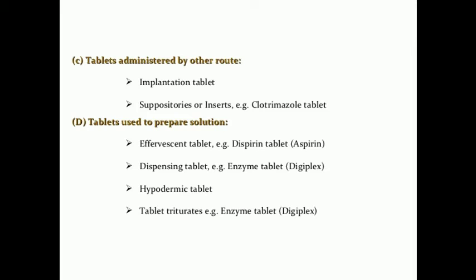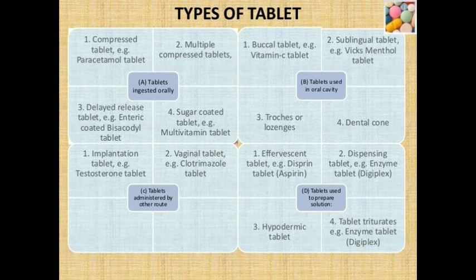Third class is tablets administered by other route, example implantation tablet and suppository or insert. And the last class is tablets used to prepare solution, meaning tablets are dissolved in water to prepare a solution and then the solution is administered. It contains effervescent tablet, example Disprin tablet, dispensing tablet, example enzyme tablet, hypodermic tablet and tablet triturates. This is the flowchart of classification of tablet. This sums up all the detailed classification about the tablets and its examples. This helps us to revise the classification of tablet.